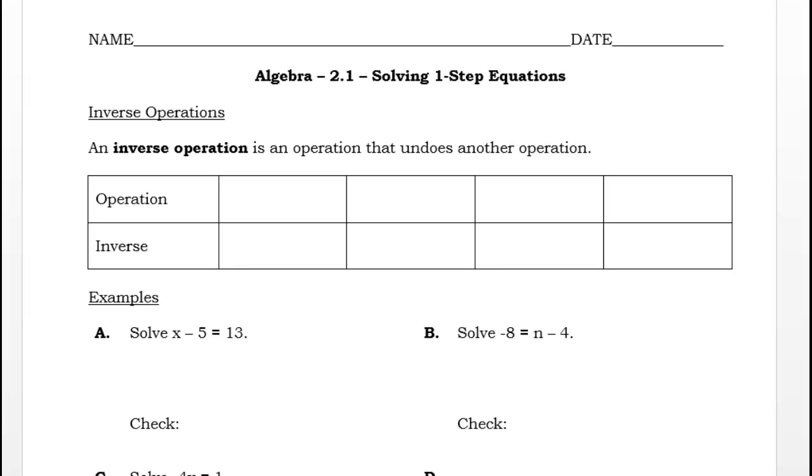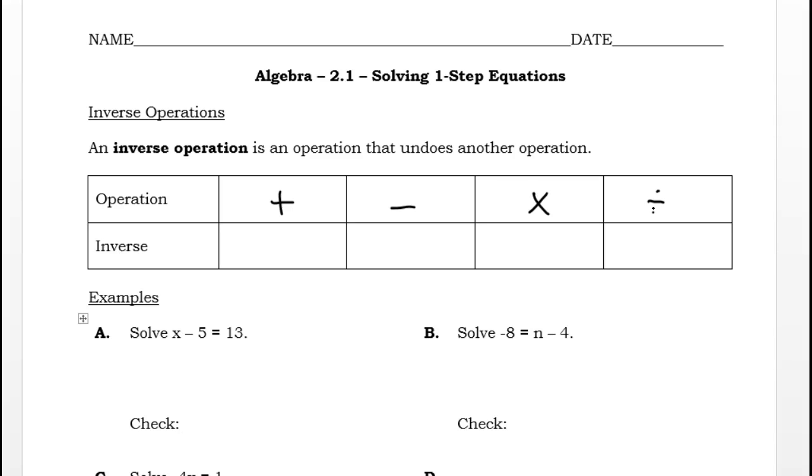This is Algebra Lesson 2.1, solving one-step equations. So first I want to talk about what inverse operations are. Now there's four basic operations that we're going to be doing on this page. Those operations are plus, minus, times, and divide. An inverse operation is an operation that undoes another operation.